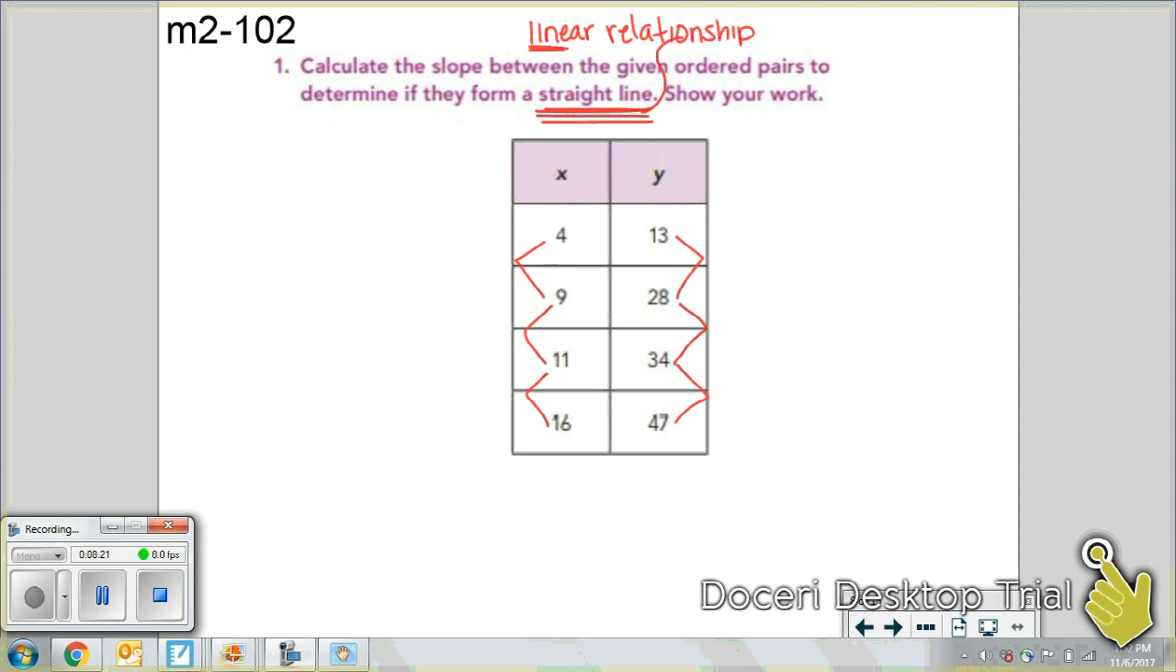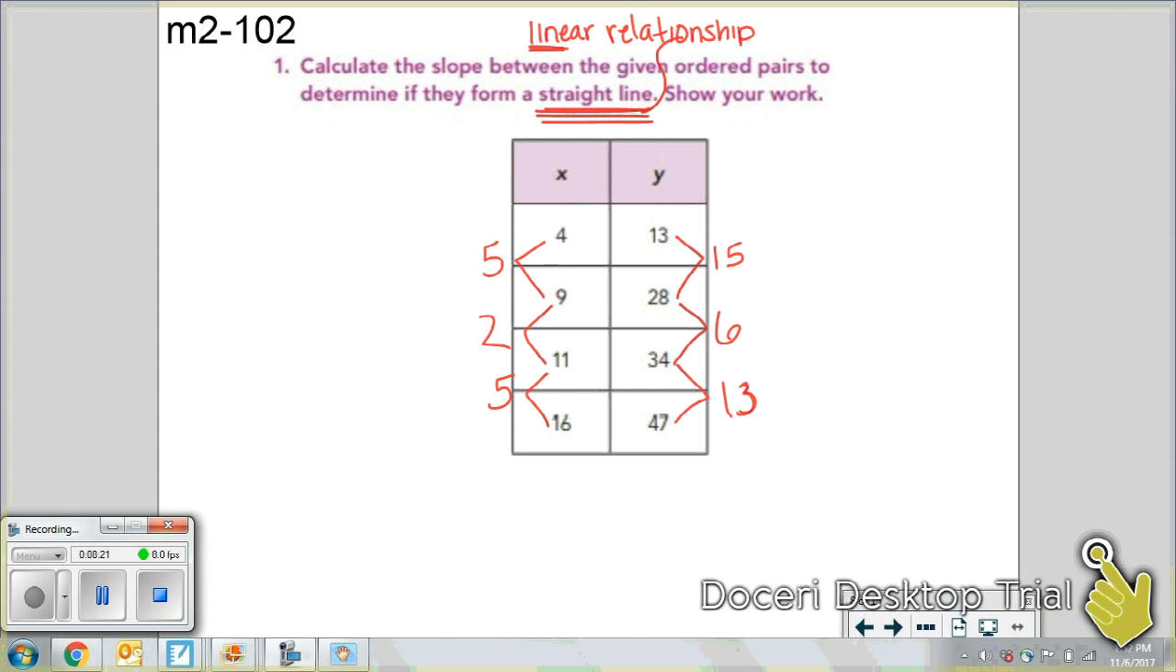So 9 minus 4, the difference would be 5. 11 minus 9, the difference would be 2. And 16 minus 11, the difference would be 5. Let's look over here now at our y values. The difference between 28 and 13 should be 15. The difference between 34 and 28 should be 6. And then finally, the difference between 47 and 34 should be 13.